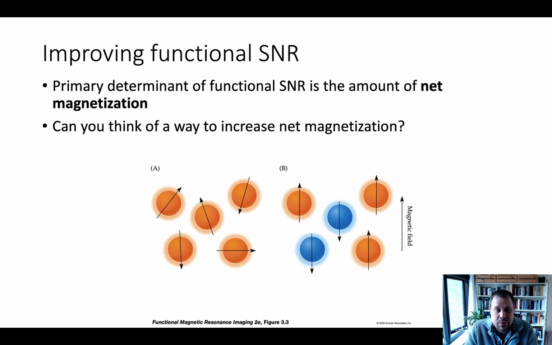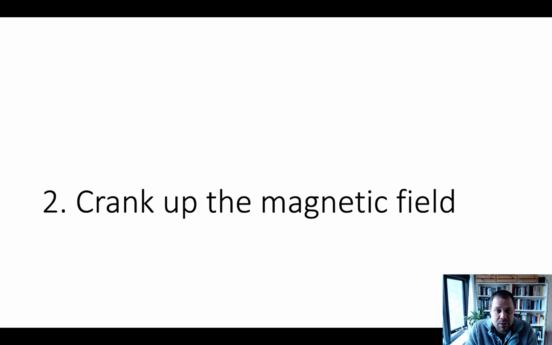Now let's think of another way. If the primary determinant of functional SNR is the amount of net magnetization, I think it's quite easy to think of another way to increase functional signal-to-noise ratio by increasing exactly this measure, namely net magnetization. How can we do this? Well, the simplest way to do so is to crank up the magnetic field.